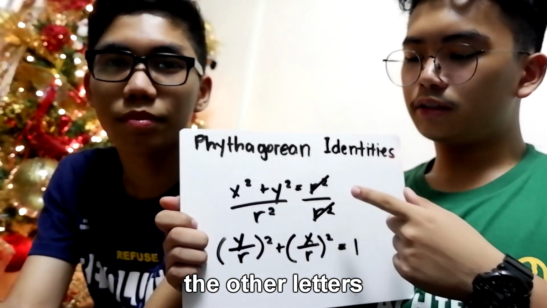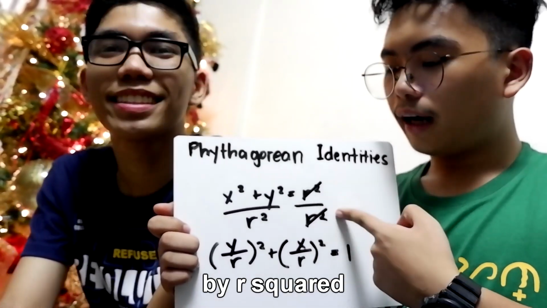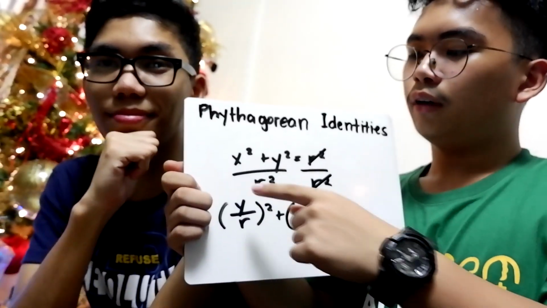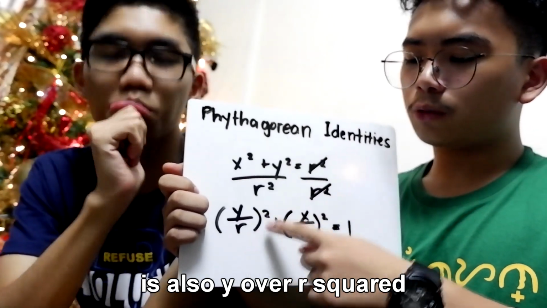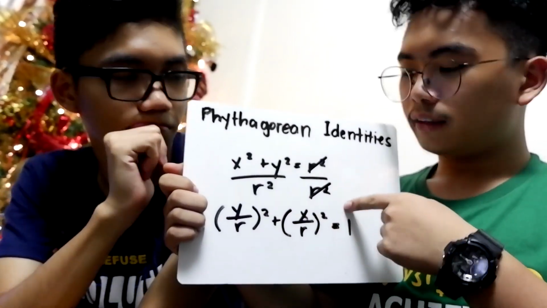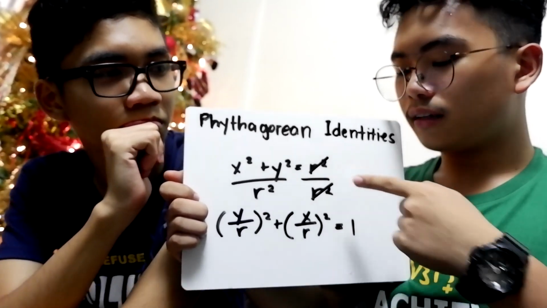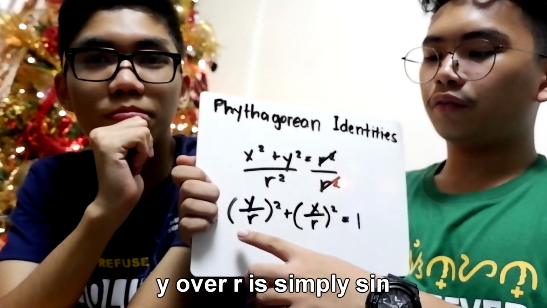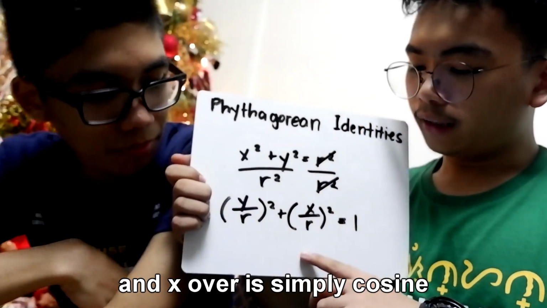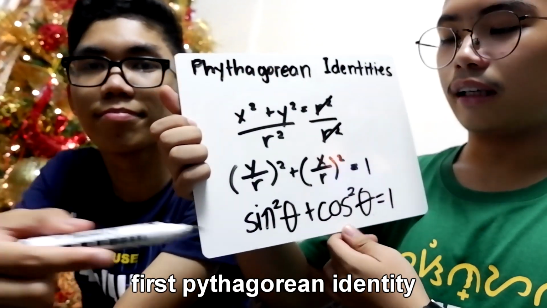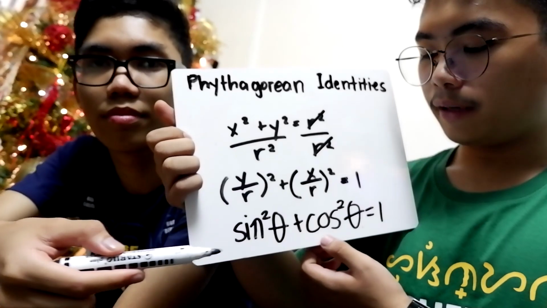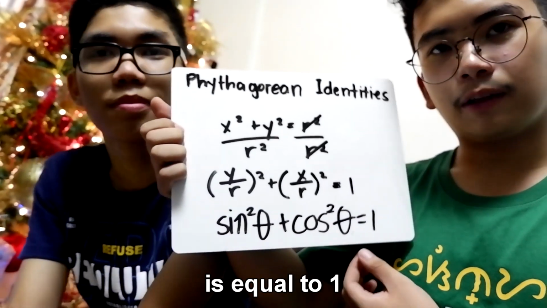We'll need to equate it to 1. So we divided both sides by r squared for it to be cancelled. So x squared plus y squared all over r squared is also y over r squared plus x over r squared. Since r squared is now cancelled here, it will now become 1. Y over r is simply sine, and x over r is simply cosine. This is the first Pythagorean identity: sine squared theta plus cosine squared theta is equal to 1.